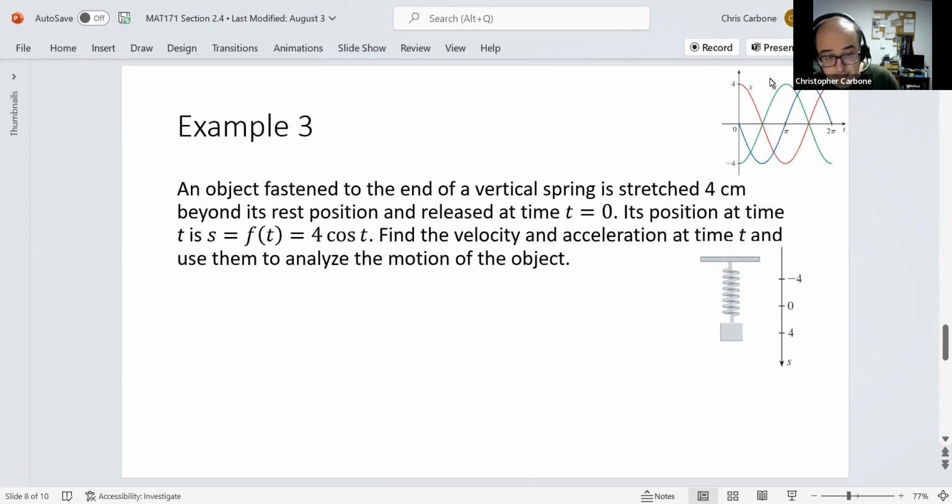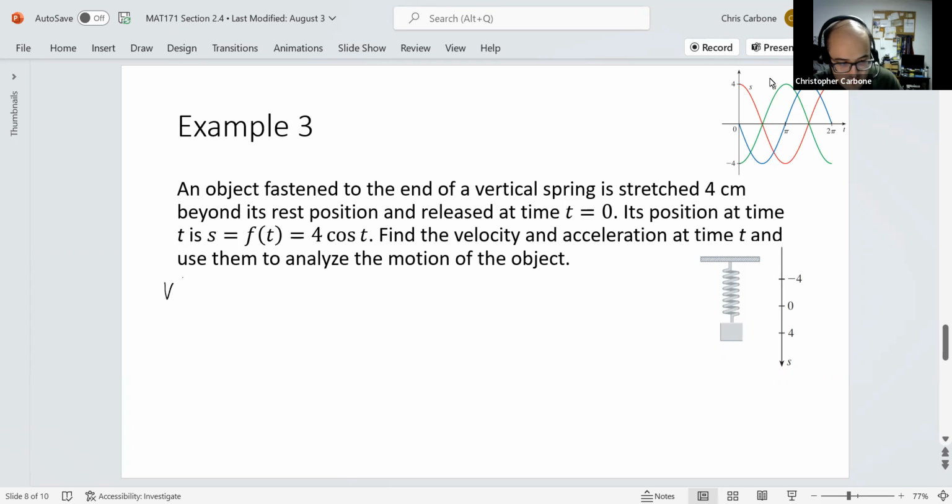This third example: an object fastened to the end of a vertical spring is stretched 4 centimeters beyond its rest position, which we could see going on with this, and released at time t being equal to 0. Its position at time t, s, would be f of t, which in this case is 4 times the cosine of t. We want to find the velocity and acceleration at time t, and then use them to analyze the motion of the object.